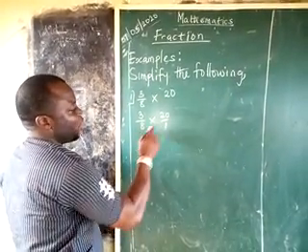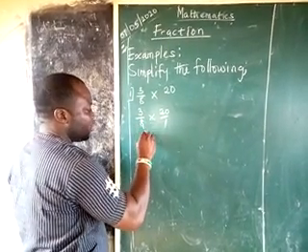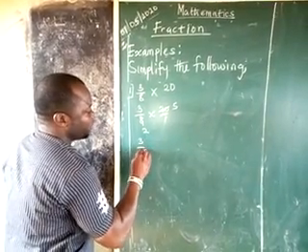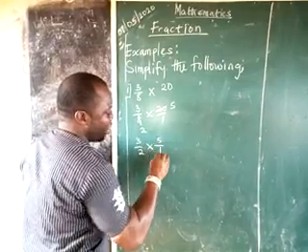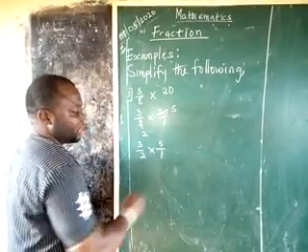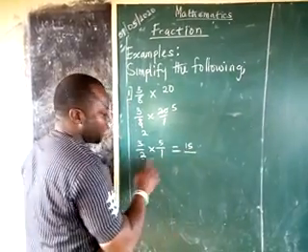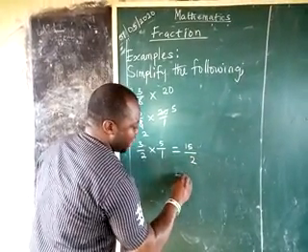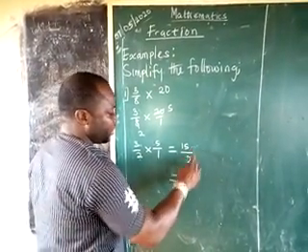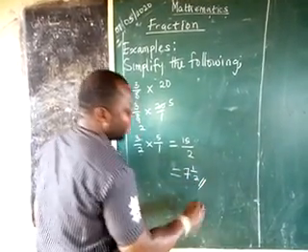As it is, what are those things that can divide 20 and 8? 4. 4 in 8, 2. 4 in 20, 5. So you are left with 3 over 2 times 5 over 1. So is there anything that can divide each other here? No. So as it is, you now have 3 times 5, 15, over 2 times 1, 2. So your answer will now be, this is an improper fraction, so convert it to a mixed fraction. 2 in 15, 7, remainder 1 over 2. So this will be your final answer.